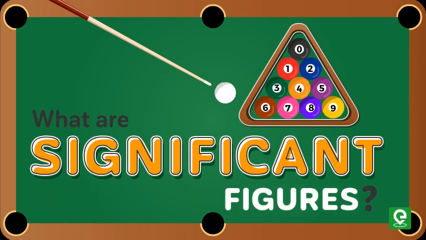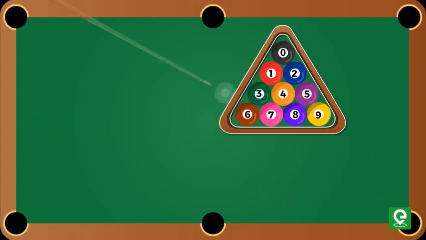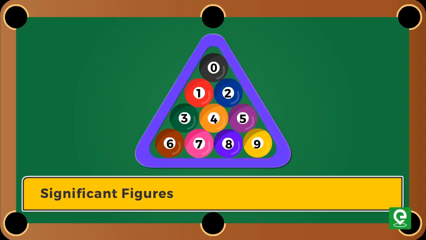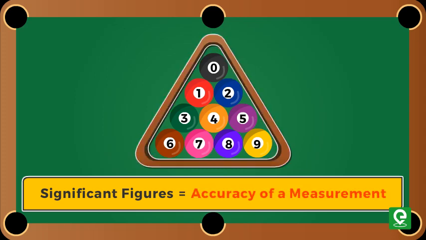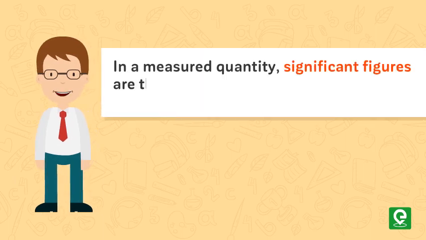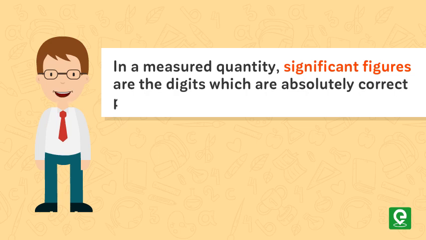What are significant figures? The term significant figures refers to the number of important single digits from 0 to 9 present in an expression indicating the accuracy of a measurement. In a measured quantity, significant figures are the digits which are absolutely correct plus the first uncertain digit.